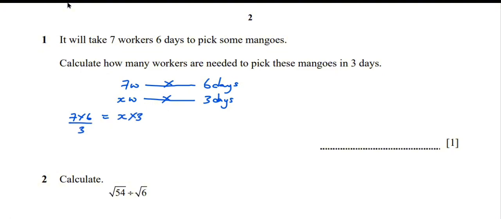So when you divide this by 3, divide this by 3, you have this. This one will give you 2. 7 times 2 will give you 14 equals X. So that will give us about 14 workers.